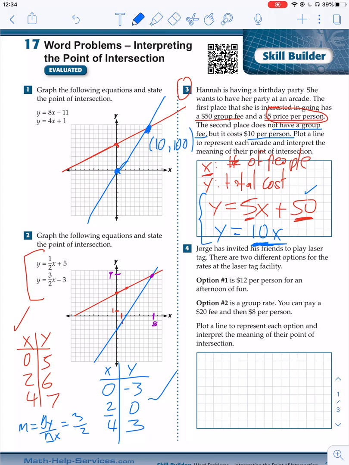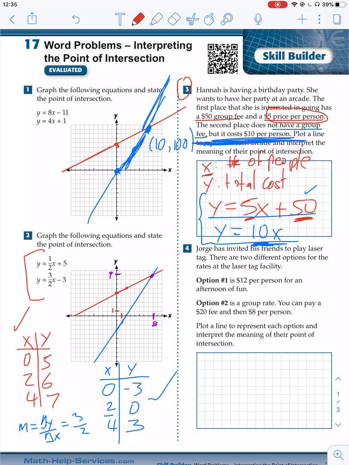Okay, so what this basically tells you is that if 10 people attend the party, Hannah will end up paying $100 regardless of which arcade she chooses. It also tells you that if less than 10 people are planning on attending the party, then she should probably go with arcade 2 because the cost will be less. But if more than 10 people are attending, then the first arcade makes more sense, because it's going to be cheaper.